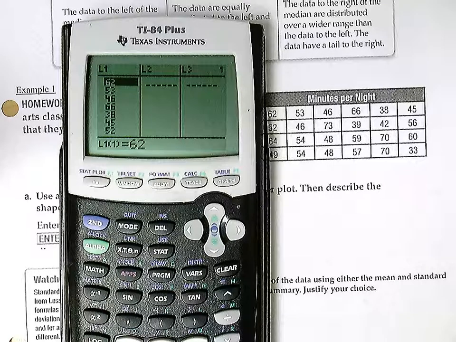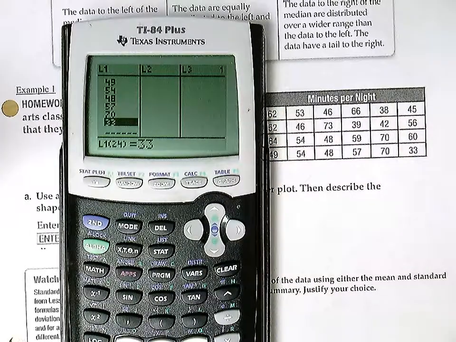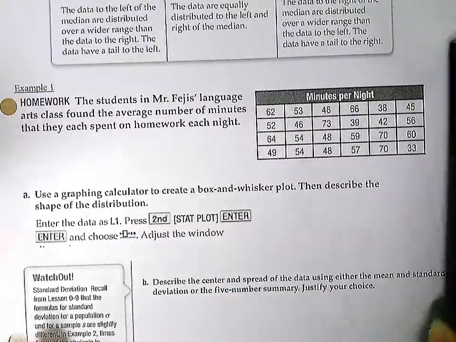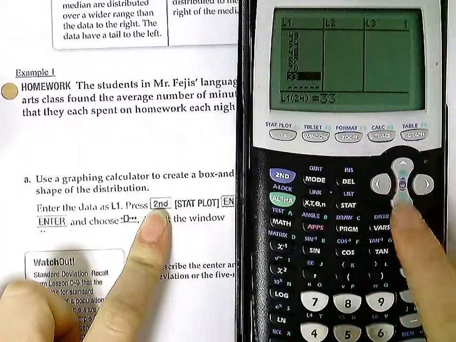How many numbers do you have? I have 24. Yes, I have 24. I have 25. The blank one down here is 25.